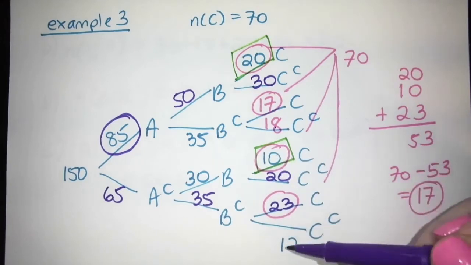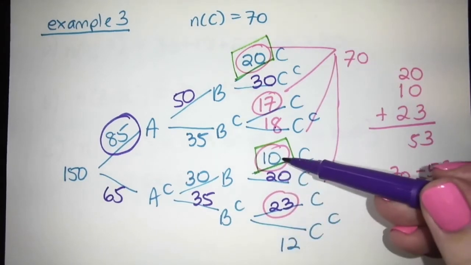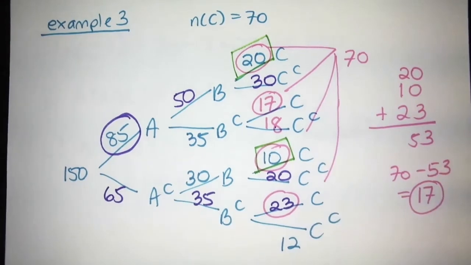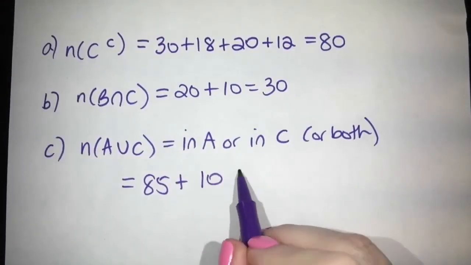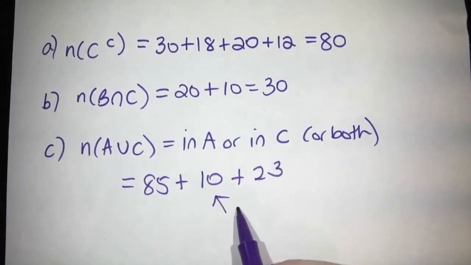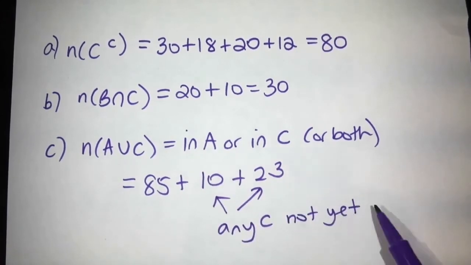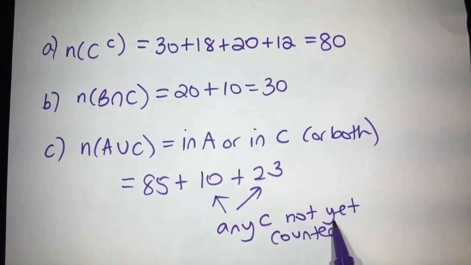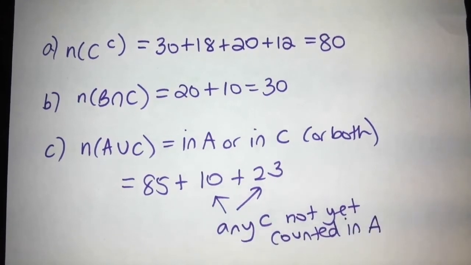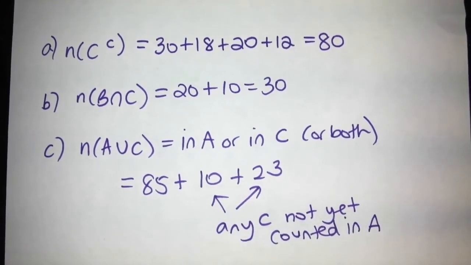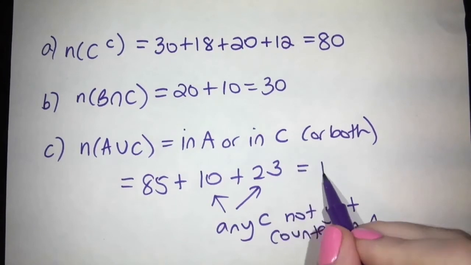Go down here. Any C's that you haven't yet counted in A. Well, we have the 10 and we have the 23. So we want to make sure to make a note here that these are any C not yet counted in A. And that's how we get our answer there. And this is 118.